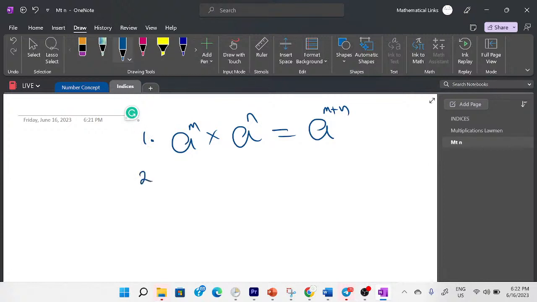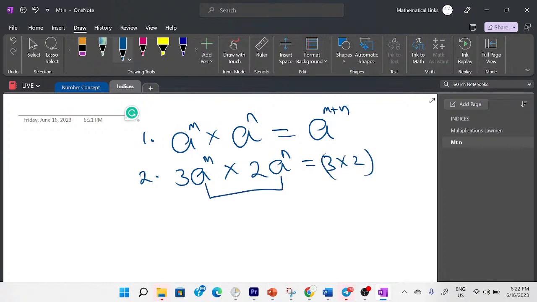So the second one is when you have coefficients of each of these. That is, if you have 3 a to the power of m then times, let's say 2a to the power of n. So in this case, you have to firstly multiply the numbers by saying 3 by 2. Then you now have this and this left. Then you can say a to the power of m plus n, by applying multiplication law of indices. That is the second category regarding multiplication.